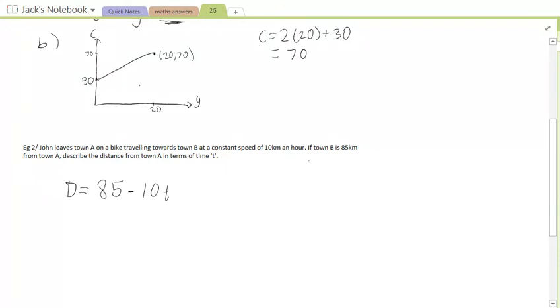So we know the constant is 85 kilometers away at the start, then every hour, where t is equal to time in hours, he's coming 10 kilometers closer. And that's how you'd cover that. So that's exercise 2G, guys.